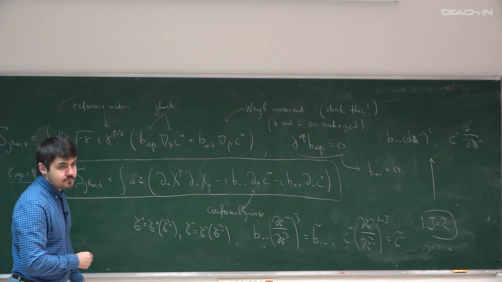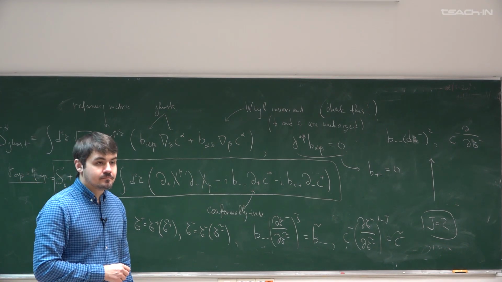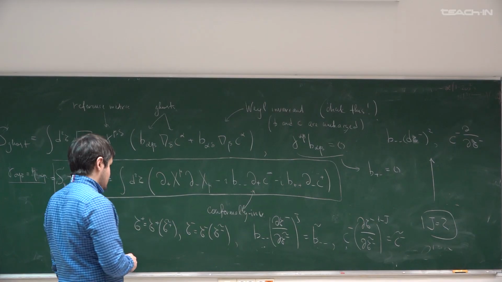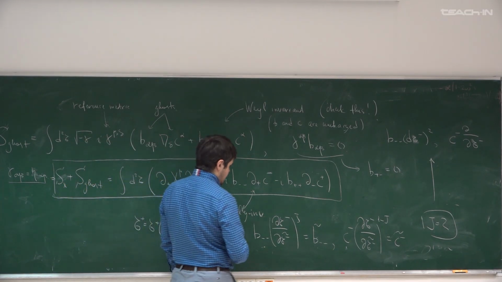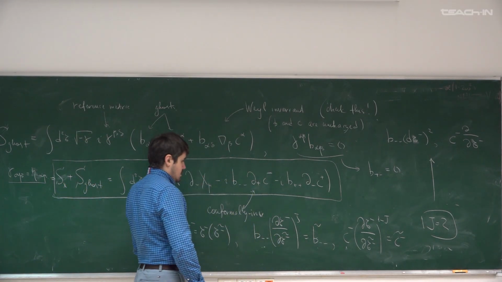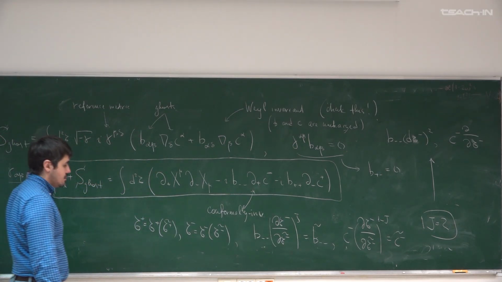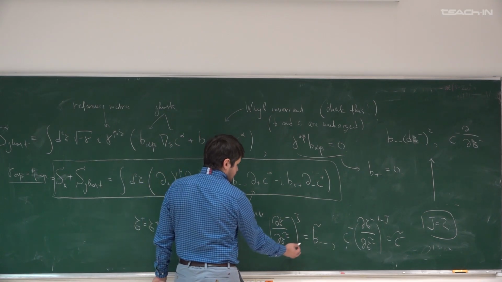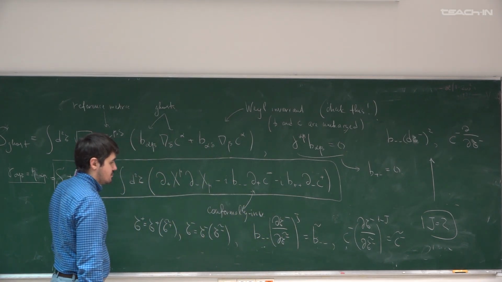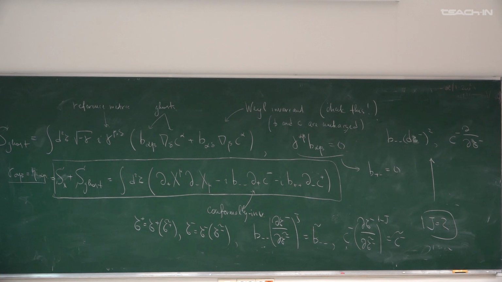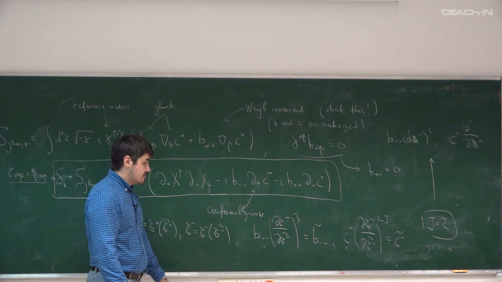Here, is it a Jacobian or some Berezinian? No, it's just a Jacobian. No matter how you wish to call it, this is the explicit form of the transformation.